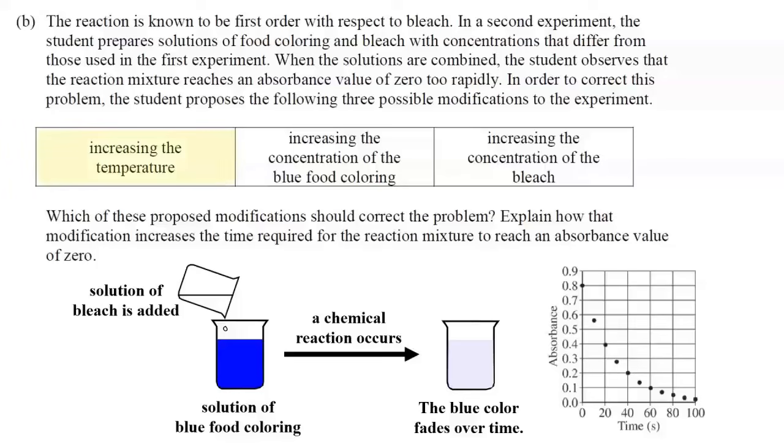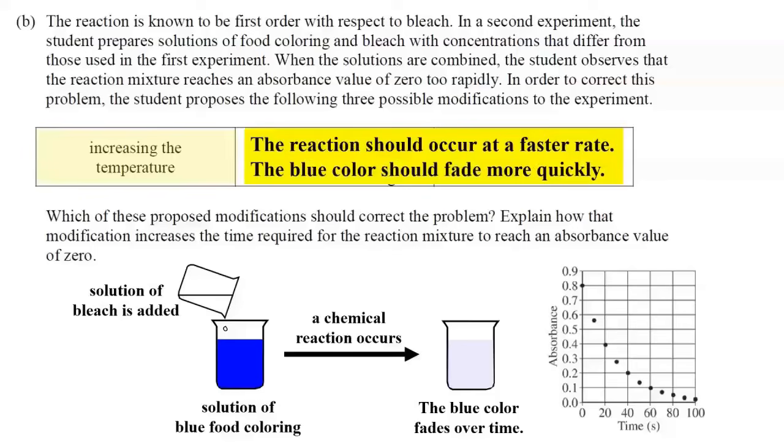So our first example of a modification is to increase the temperature of the reaction. Well, we talked about this earlier in topic 5.1, that when you increase the temperature, you increase the force and the frequency of those collisions, and that would typically make a reaction occur even faster. So if we increase the temperature, then that process of fading away, that blue food color reacting, is going to happen even more quickly. So that is not going to be a good choice for us. We're trying to slow the reaction down, and a higher temperature would make it happen even faster.